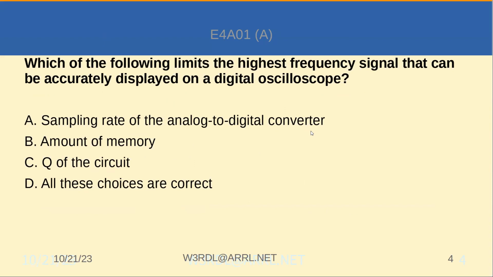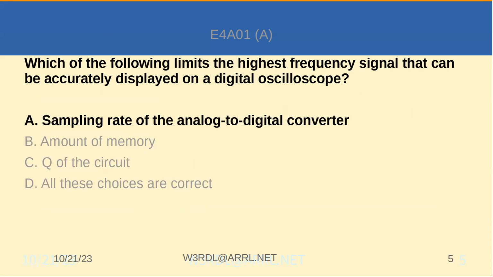So which of the following limits the highest frequency signal that can be accurately displayed on a digital oscilloscope? Alpha.